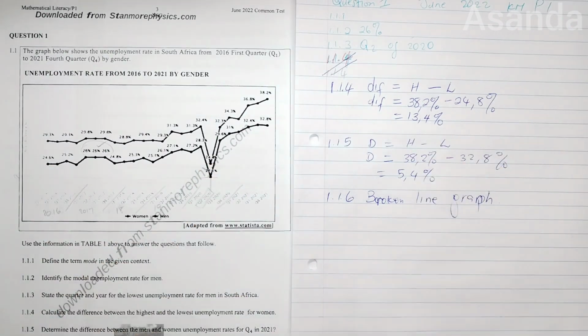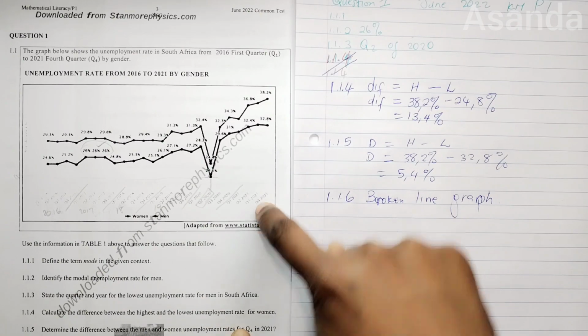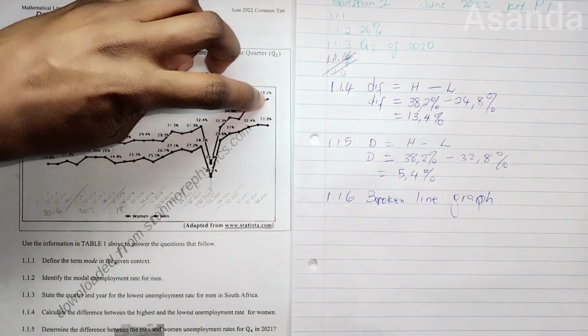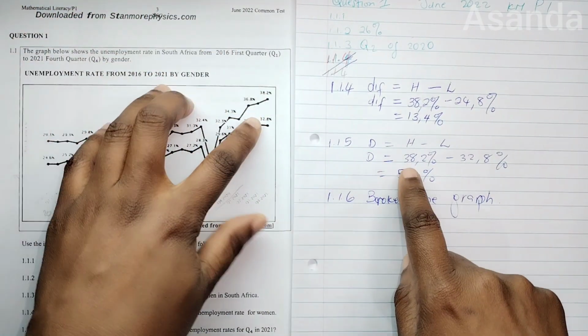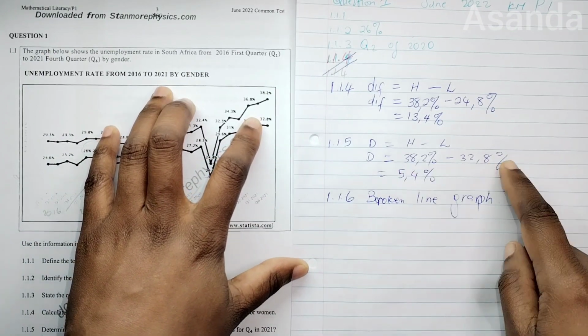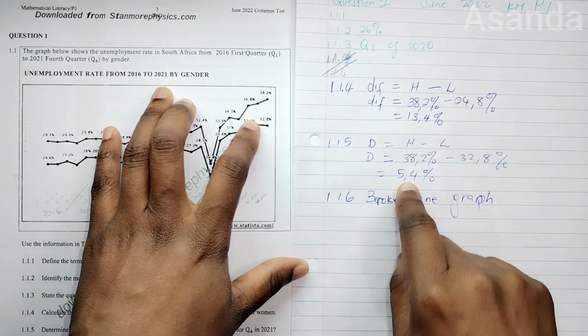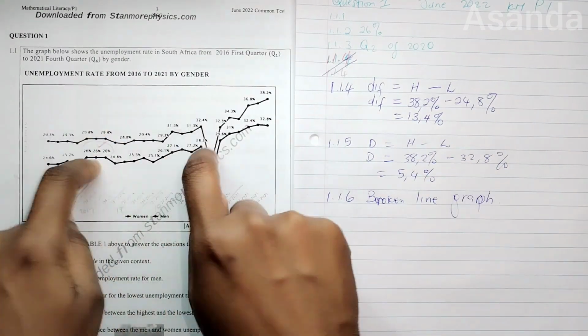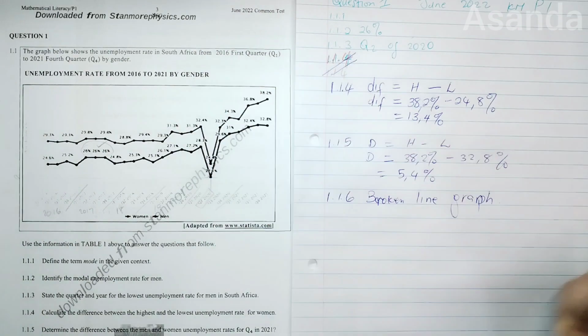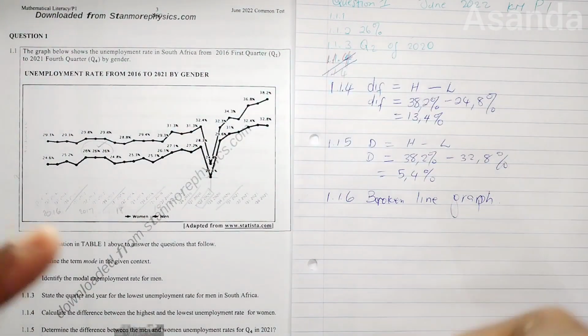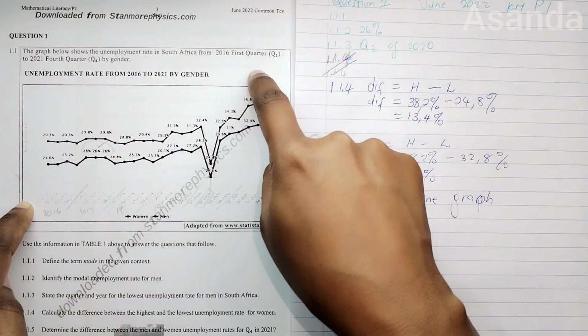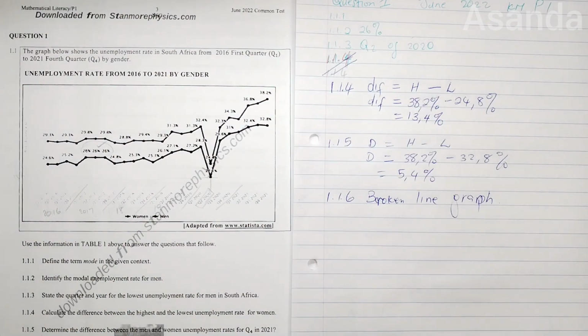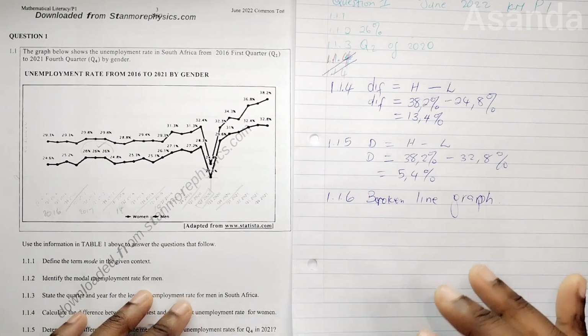And then you go to the next one, which says determine the difference between the men and women unemployment rates for Q4. We're looking for Q4 of 2021. There's Q4 for women and Q4 for men, and then we say 38.2 minus 32.8. I just follow the formula and I get 5.4%. On 1.1.6 it says identify this type of graph. It is actually a line graph, but it's a broken line graph because it dips and dips. It doesn't go straight. Now we're going to go to 1.2.